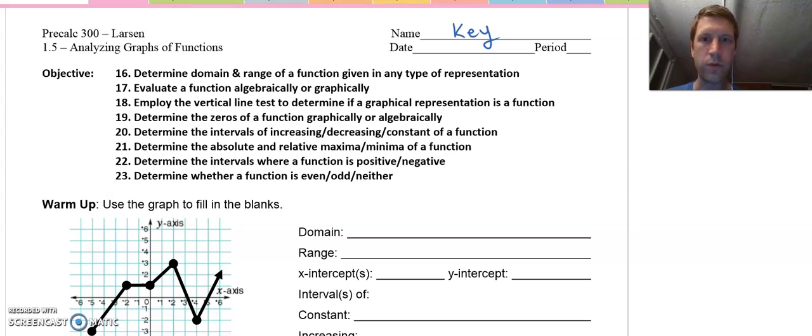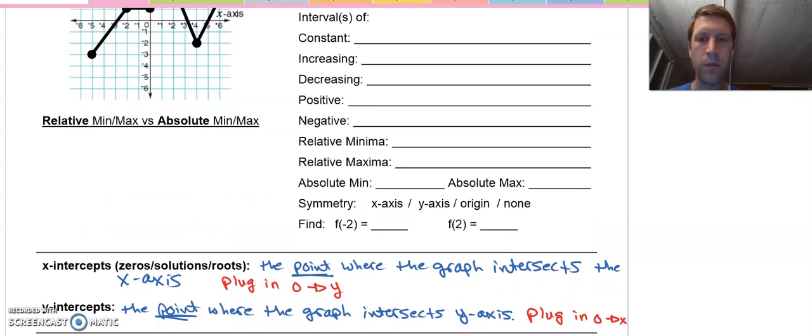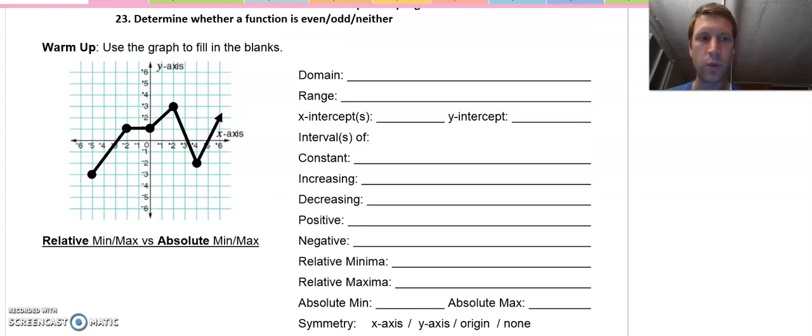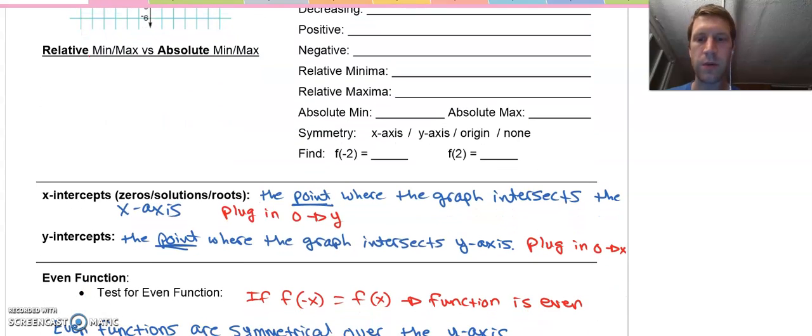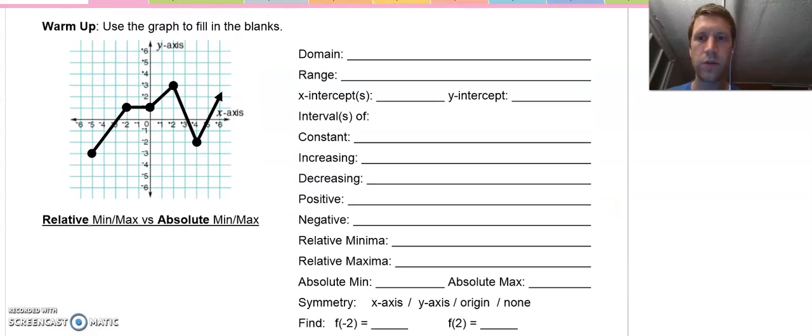So we're going to go through and do the key features for this example, this warm-up, and then I'll talk about relative minimum and maximum, which is a new topic for us, and then I will talk about this interval of constant, which is new, and then the other notes will get into really detailed stuff on even and odd functions, which I believe you were exposed to, but we'll get a little deeper than what you did last year in Math 3.